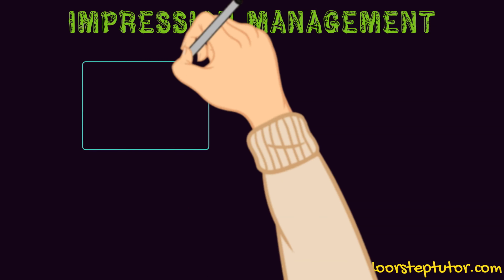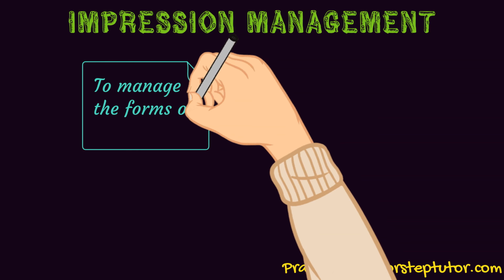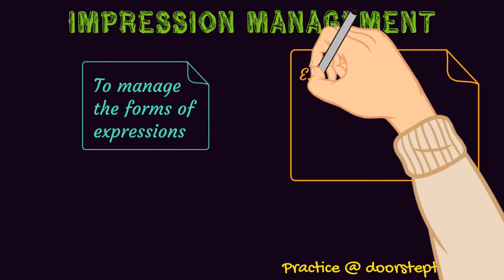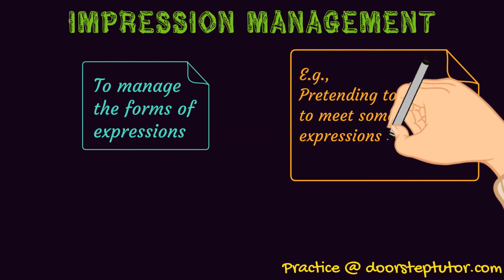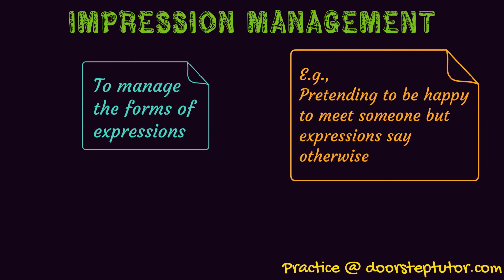Next concept is impression management. Impression management is nothing but what we do a lot of times in our daily lives. Here we manage our forms of expression. For example, when we pretend that we are very happy to see someone, or when we say, "What a surprise, we are meeting after so long, I've been thinking about you," and whatnot. But expressions say otherwise. Maybe you're not as happy as you are showing or pretending. So this is what impression management is.